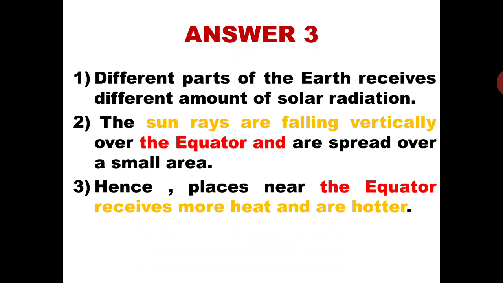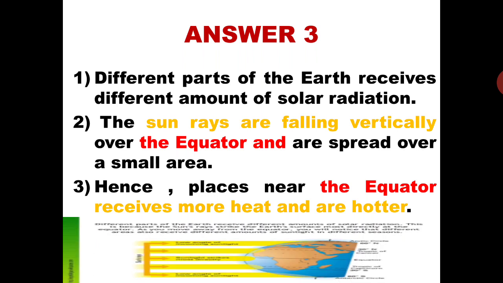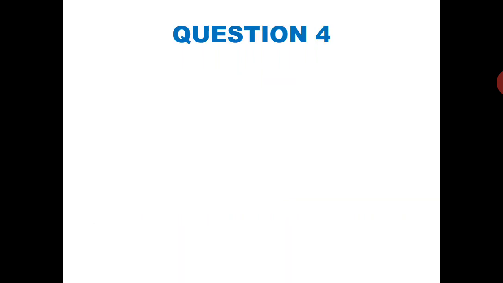Now you understood why the places near the equator are hotter? Yes, because the sun rays fall vertically over the equator and these rays are spread over a small area, which makes that place hot. And the places near the equator receive more heat and are hotter. So the answer of question 3 is this. Now we will move to question 4.